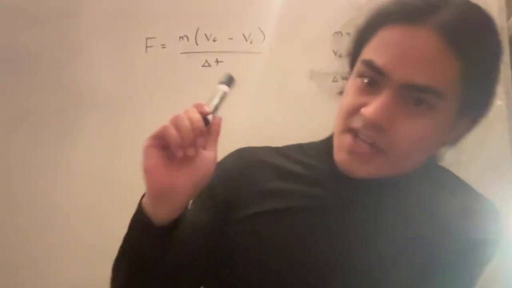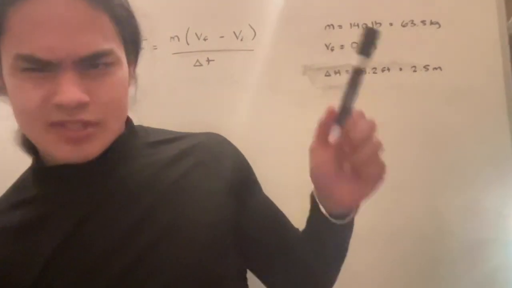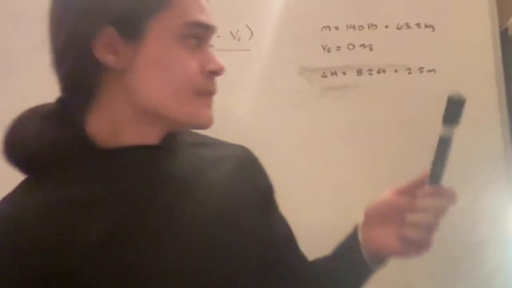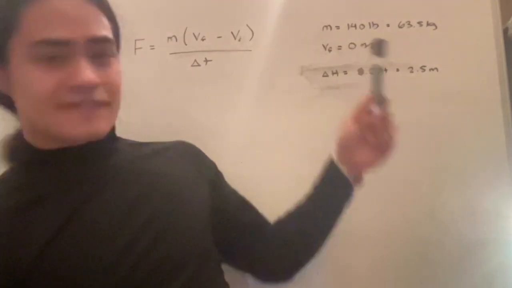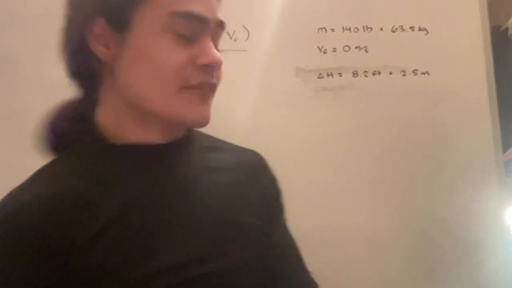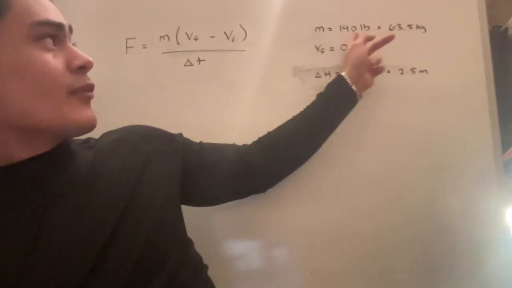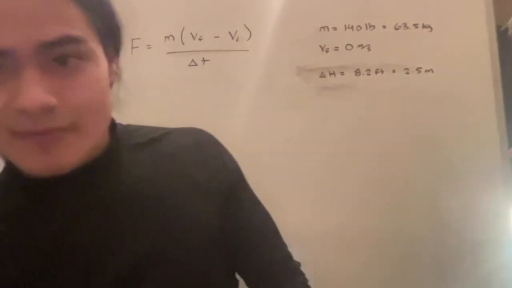Right, so this is what we got originally, and this is what we know from the video: the height I jumped was 8.2 feet. My final velocity when I stop moving, when I jump and my knees are bending and then I stop bending my knees, is 0. And then I weigh 140 pounds or 63.5 kilograms.